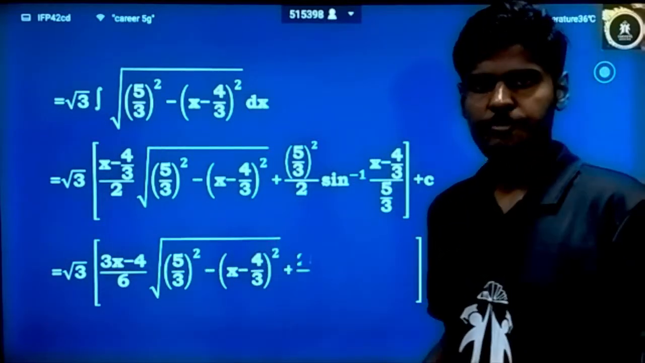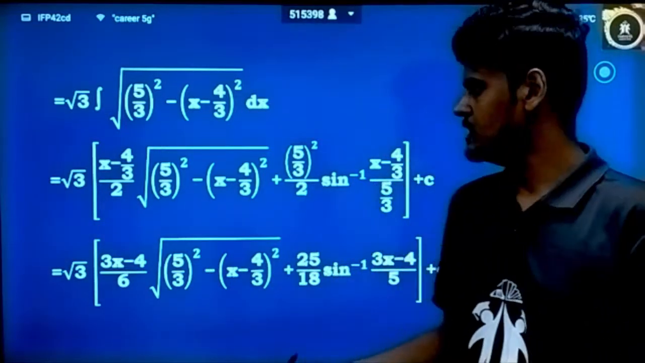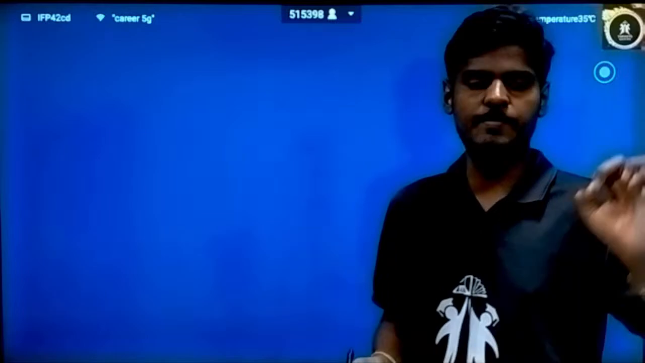So simplify and write the final answer. That's it. Easy questions. Questions could seem lengthy, but it is actually very easy. We have to remember the formulas and not make any careless mistake while solving. That is what you need to remember in this.